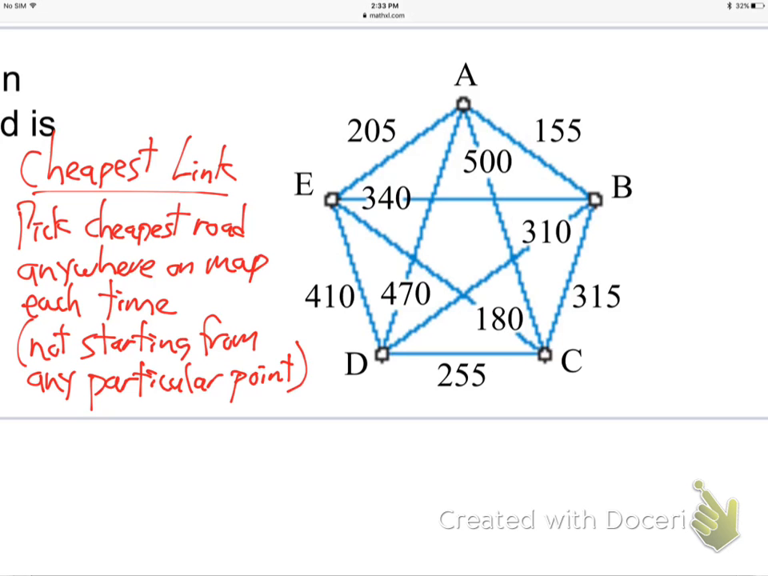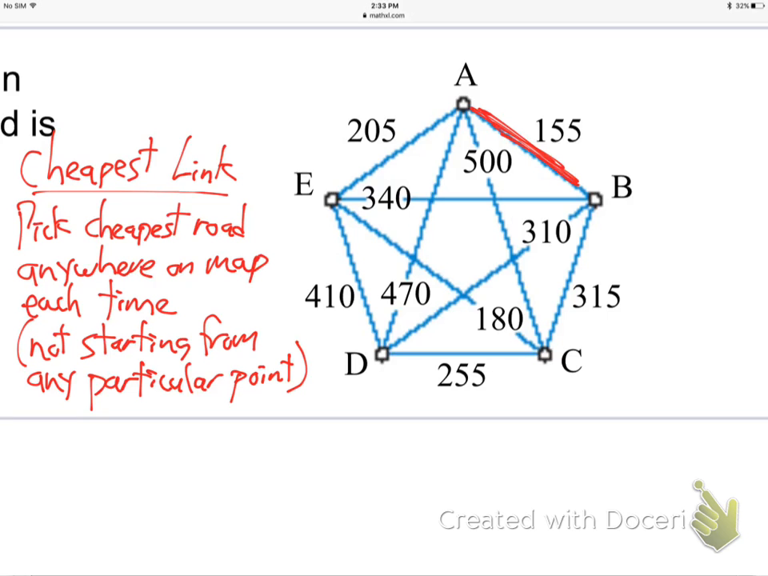Does that make sense? So we're just picking the cheapest road, and we look at that whole map. What's the cheapest number up there? What's the lowest number on that entire map? The 155, right? So that's the first road. We're making a loop to visit all the cities, so if we want the cheapest one, just grab that road. Notice I didn't look at any particular place.